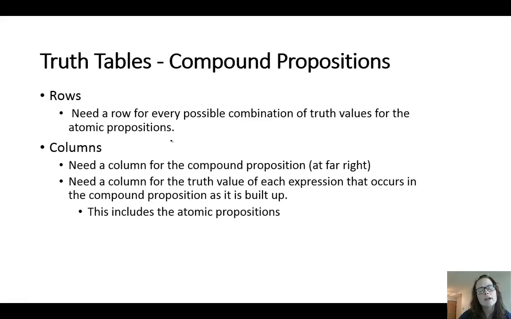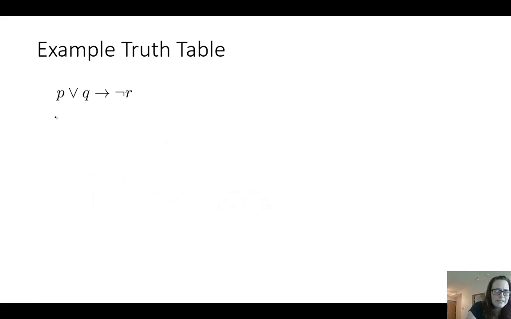We're going to need a row for every possible combination of truth values for our atomic propositions. What that means is if we look at this compound proposition, we have three atomic propositions. We have P, and we have Q, and we have R. We use these propositions to build our compound proposition. So for sure, the first three columns are going to be P, Q, and R. And then our rows are going to be listing the truth value combinations.